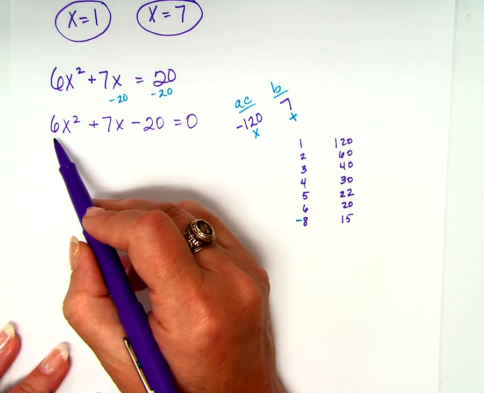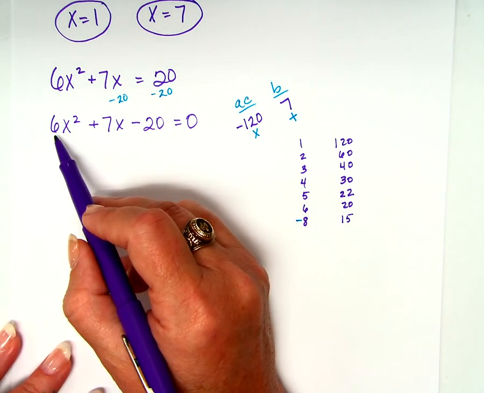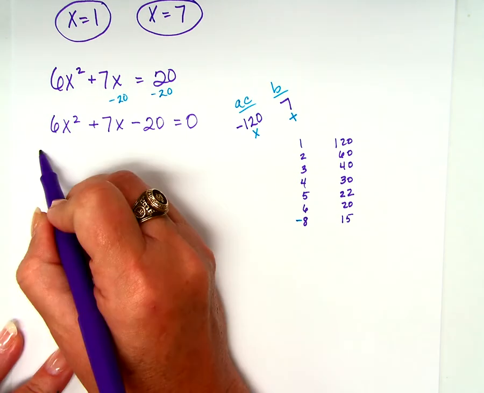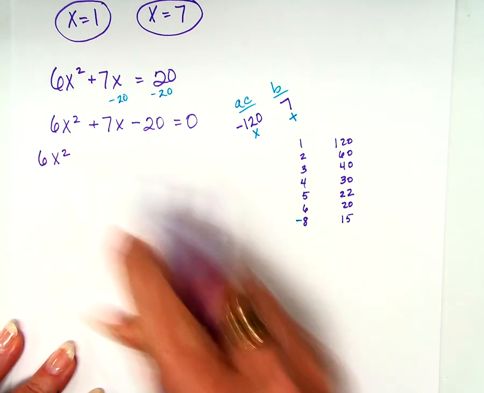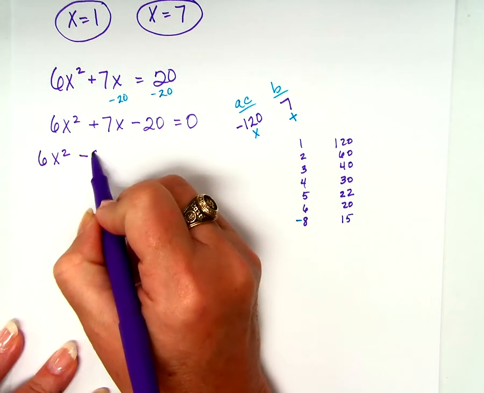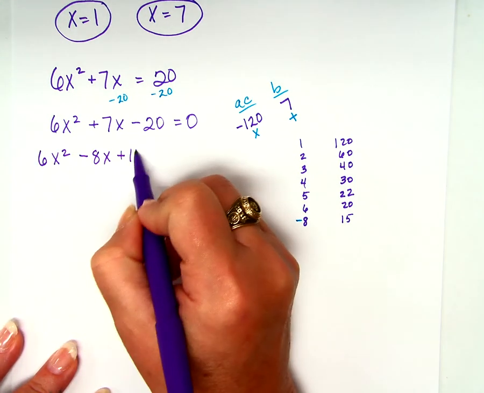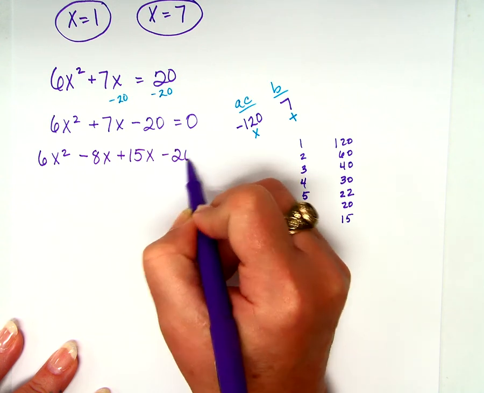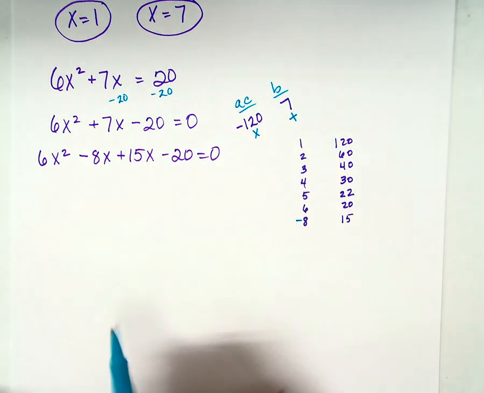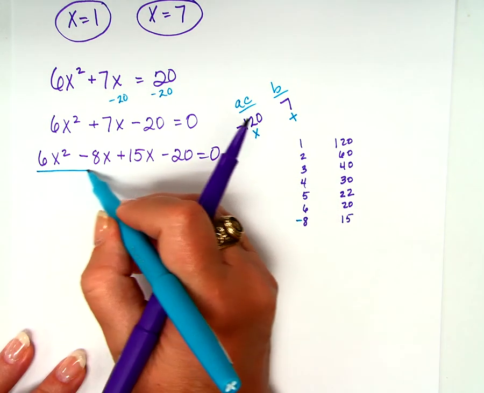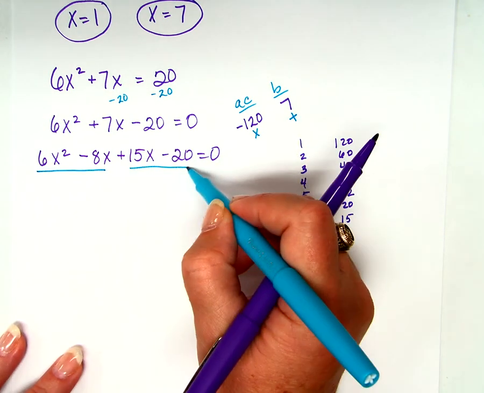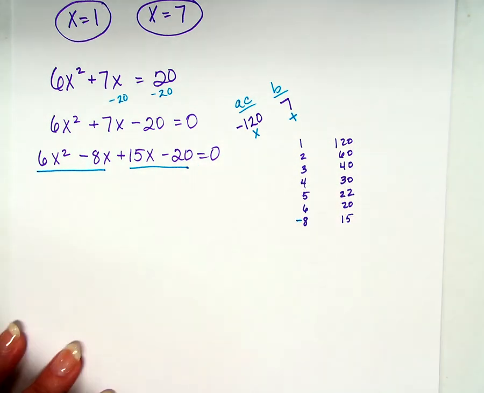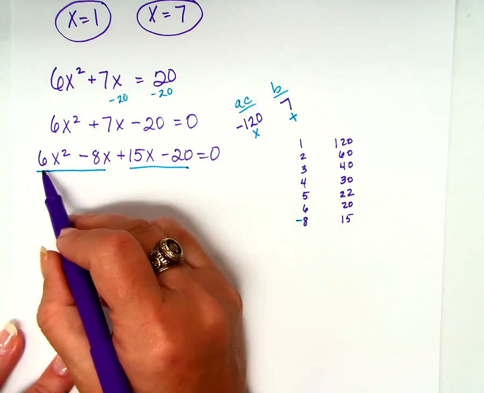Can I do my shortcut? Not this time, right? I don't have a leading coefficient of 1, so I need to split my middle term into the two parts that I just figured out. Minus 8x plus 15x minus 20 equals 0. And now I can factor by grouping. What's common in the first two?